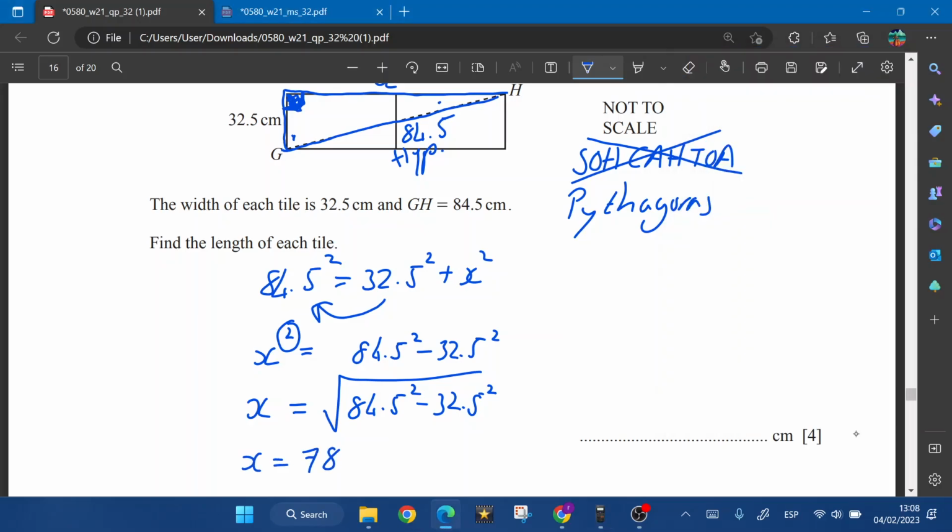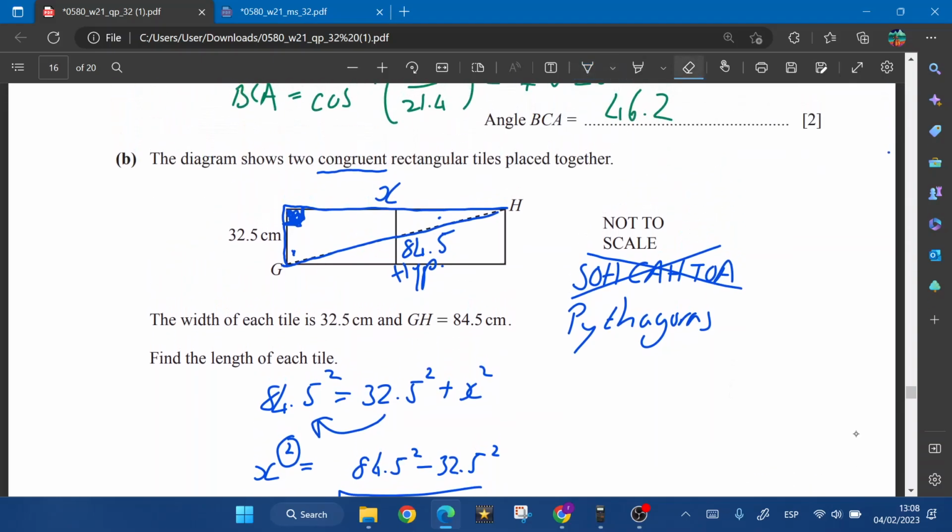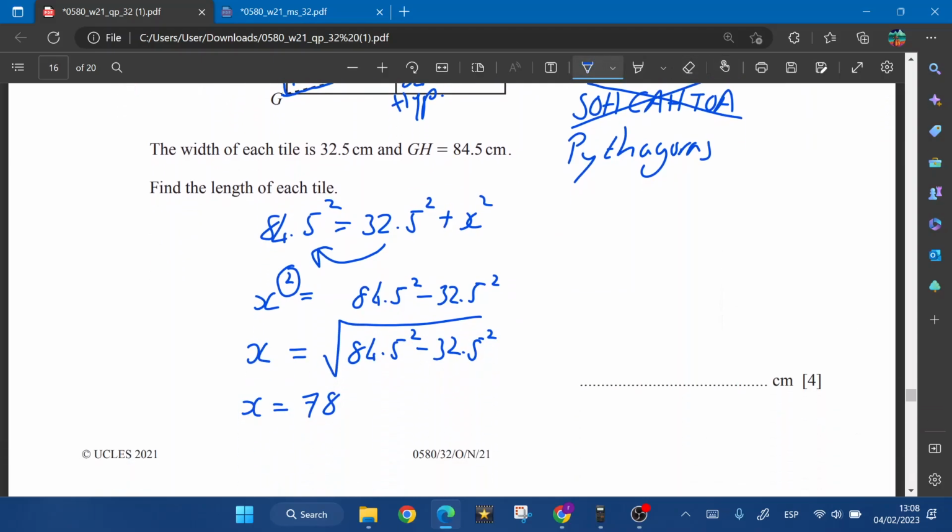Be careful now, that's not the final answer. That means simply that the whole length of the two tiles is 78. If we want to find the length of one tile, we have to divide that by 2. So 78 divided by 2 will of course equal 39.